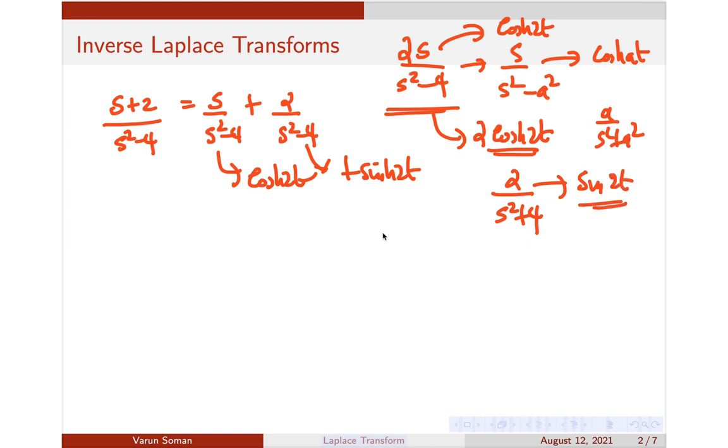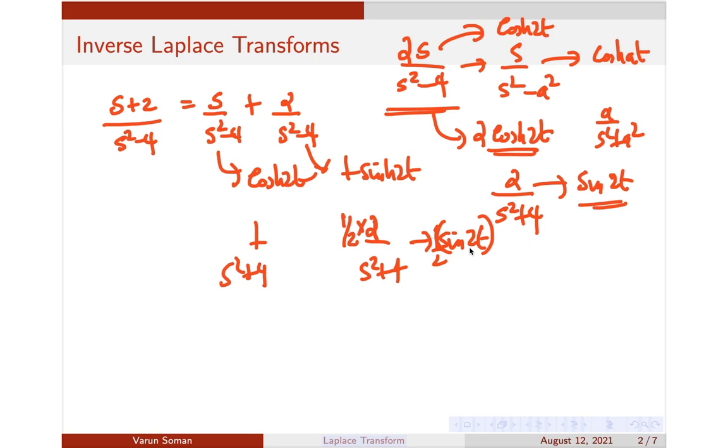Now if the problem was 1 by s square plus 4, how will you find the inverse transform? Here we have arrived at a roadblock. How will you do that? That is also no issue because of the linearity property. If it was 2 by s square plus 4, I know the inverse transform is sine 2t. So I'll try to make it 2. For that, I should supply 1 by 2 here. By that manipulation, the inverse transform of 1 by s square plus 4 will simply be 1 by 2 into sine 2t, because you can take 1 by 2 outside.